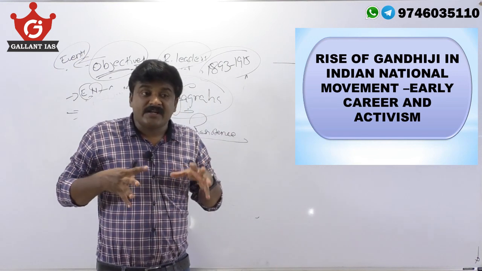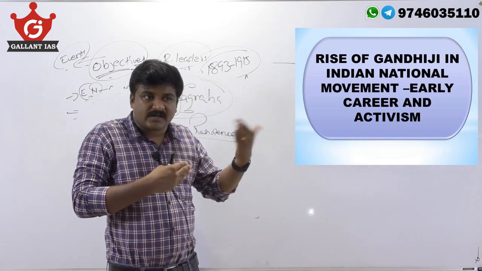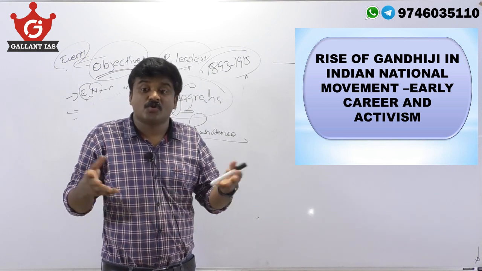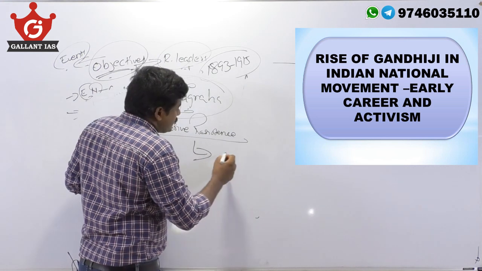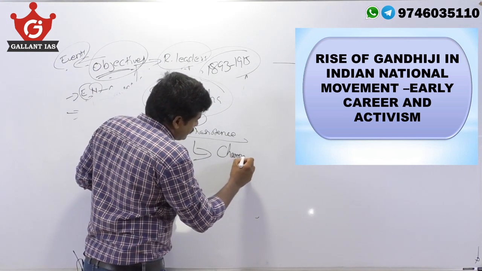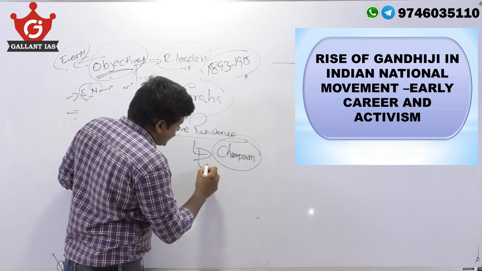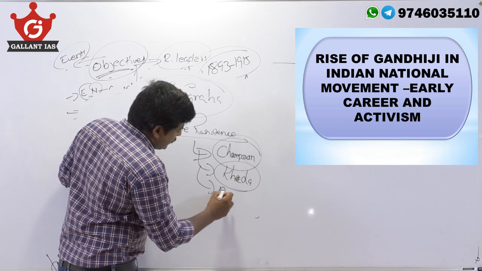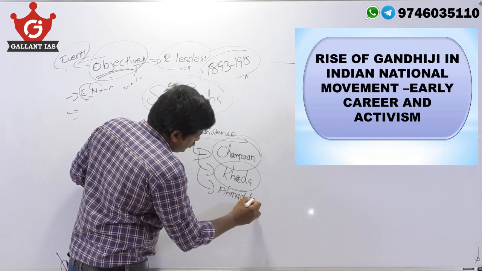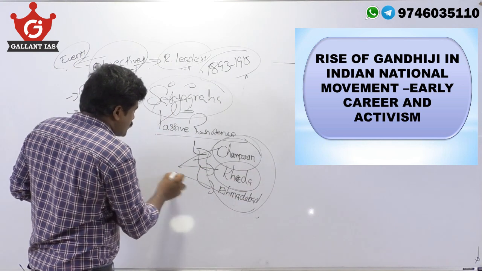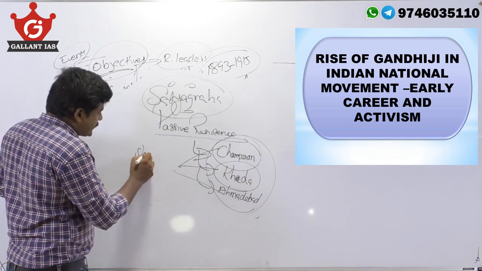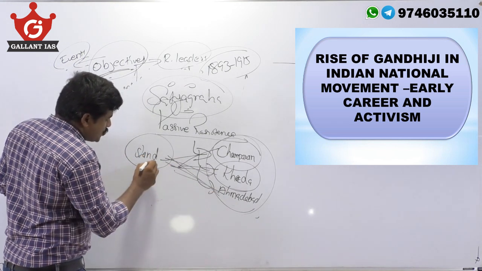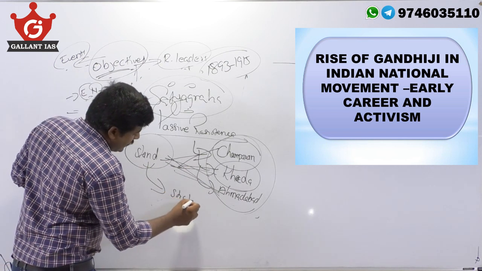Then the rise of Gandhiji in Indian politics. Once Gandhiji returned to India, then Gandhiji's initial programs in India, then Gandhiji's localized movements. There you must study the Champaran Satyagraha, the Kheda Satyagraha, the Ahmedabad mill strike. When you study this, your focus must be: what was Gandhiji's stand on these Champaran, Kheda, Ahmedabad issues? And what kind of strategy did Gandhiji apply here?